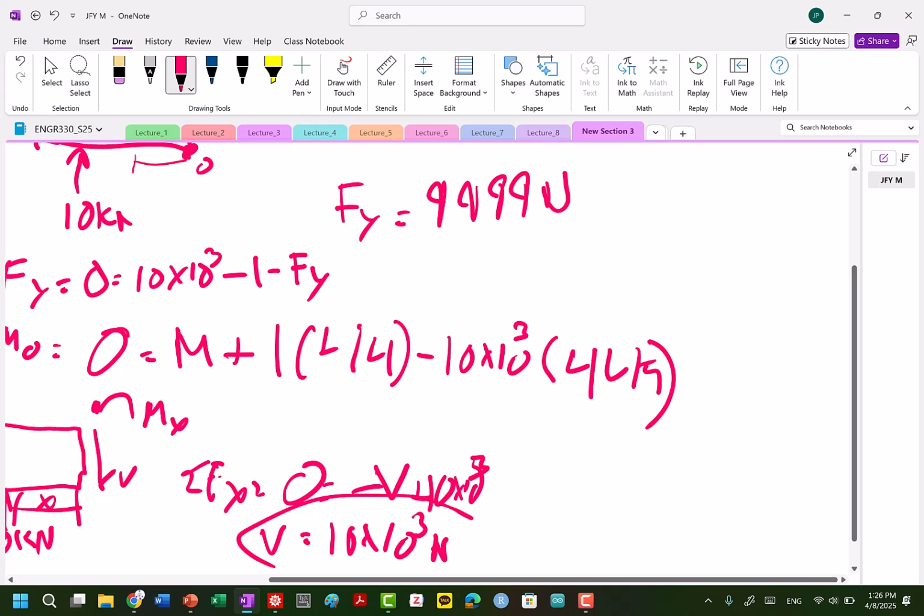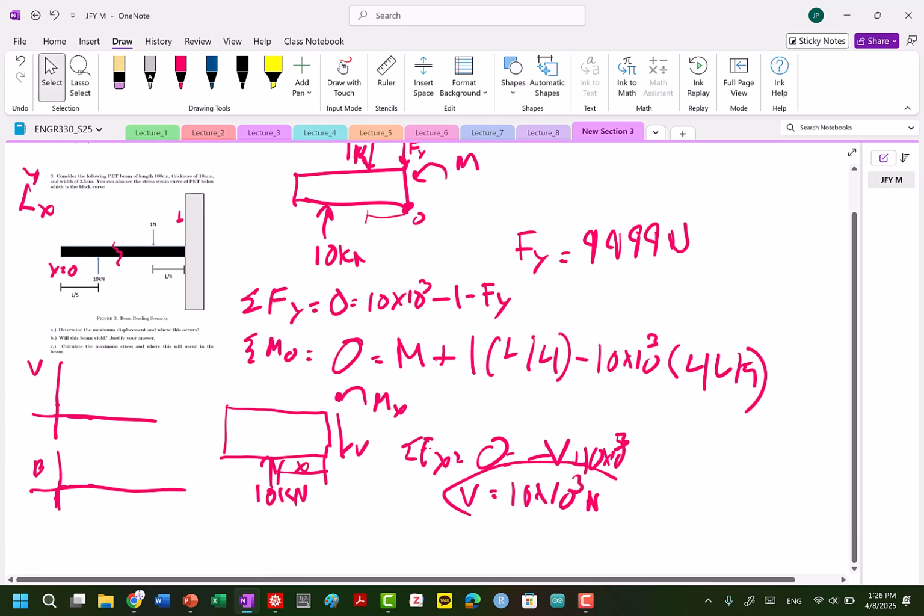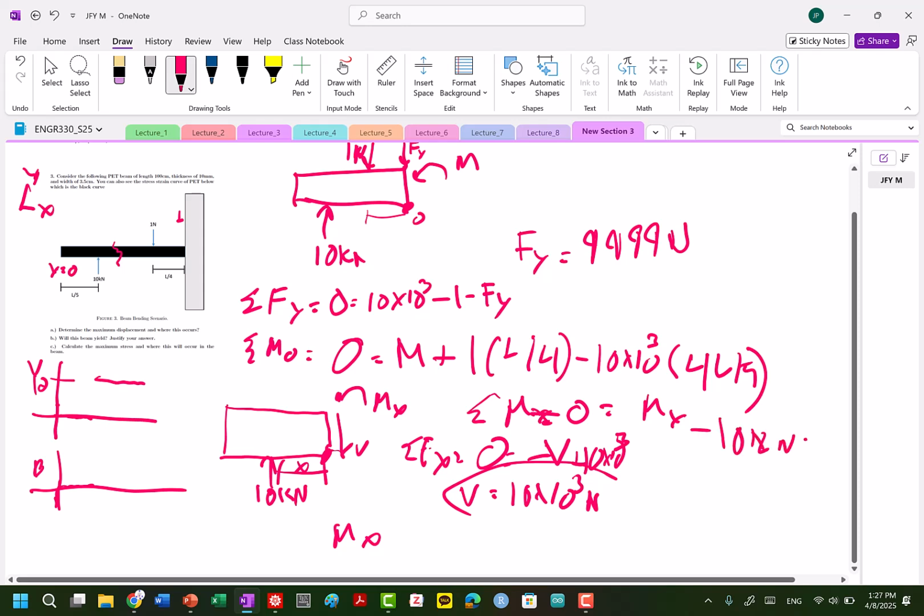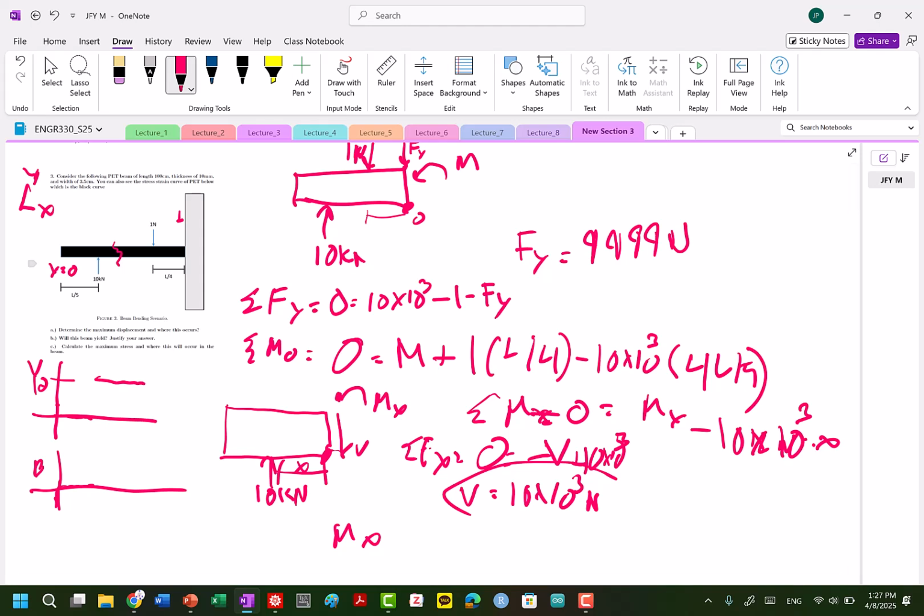So that will be that shear moment once we make this cut here. We're going to rise up to 10 kilonewtons, and it'll just be a flat line here. If we calculate the sum of the moments at this position x, the sum of the moments must be equal to 0, equals Mx, and then minus 10 kilonewtons, or 10 times 10 to the 3 newtons, times x. So that will be essentially the function from here.